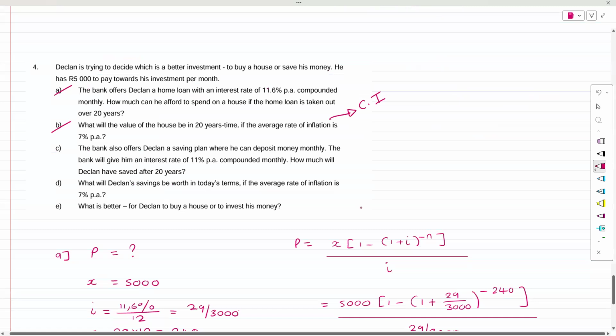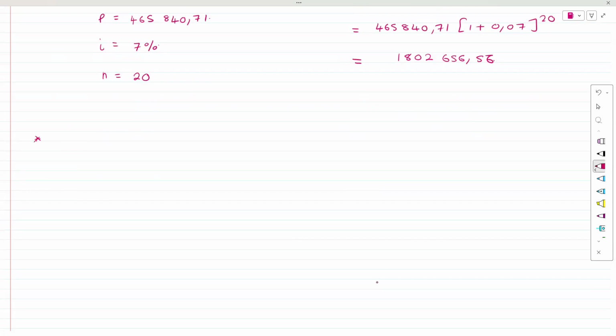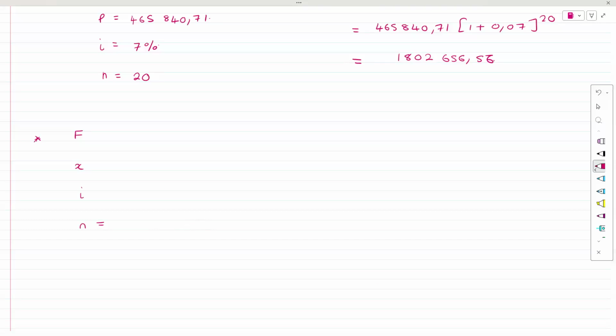The bank also offers Declan a savings plan where he can deposit money monthly. The bank will give him an interest rate of 11% compounded monthly. How much would he have saved after 20 years? Now, what I would do with a question like this is, definitely savings is future value. I know that. That's F, that's X, that's I, that's N. 20 years is there. Times 12 is 240.